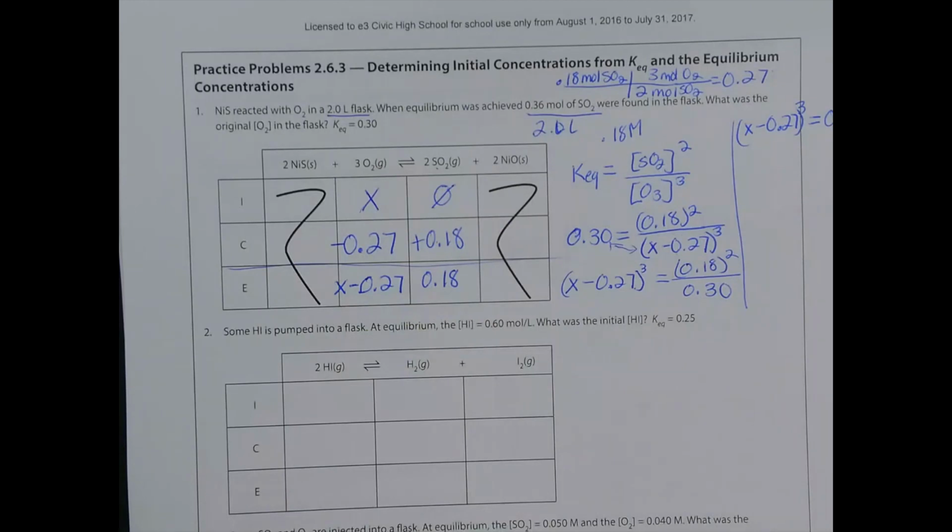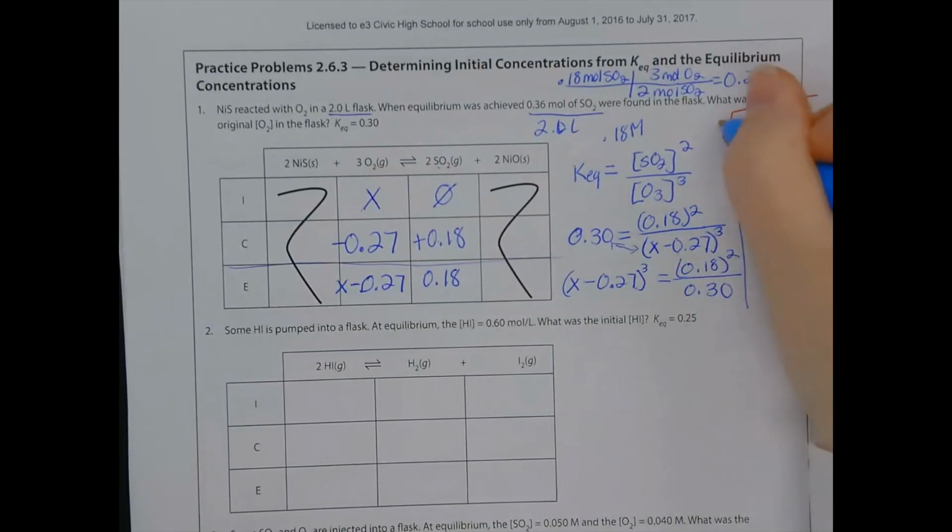So from here, your easiest thing is to cube root both sides.